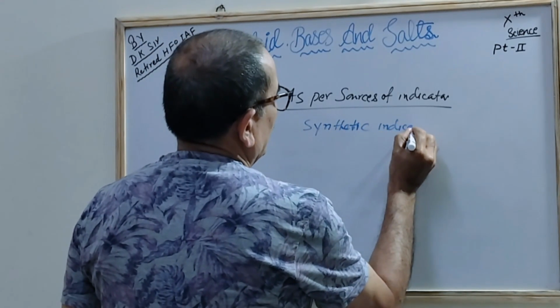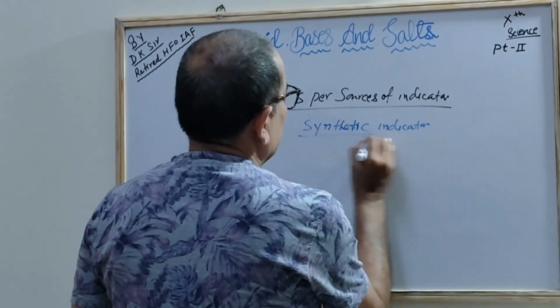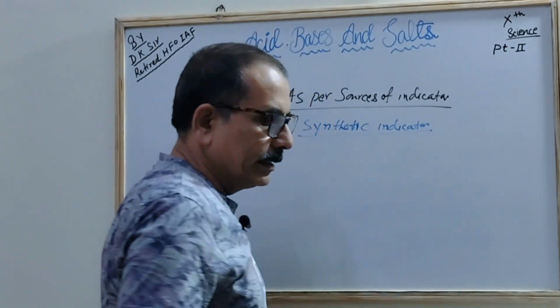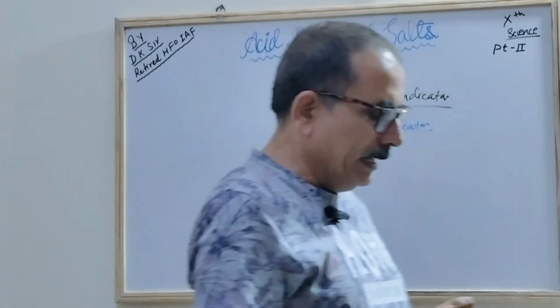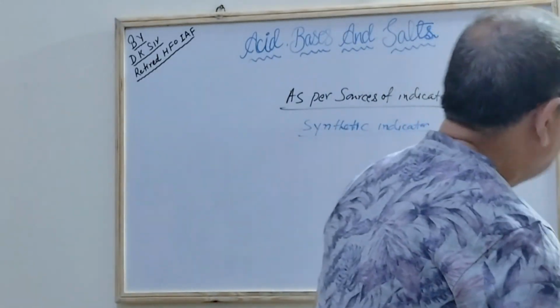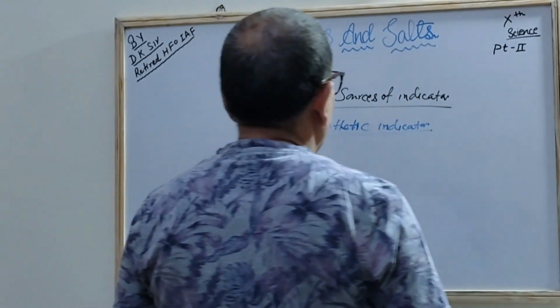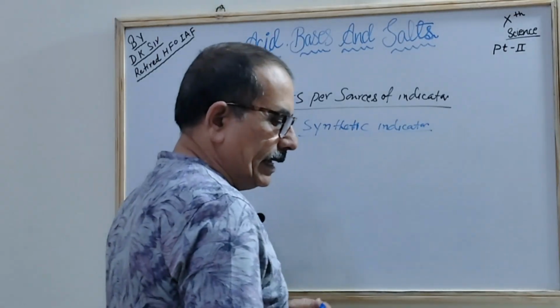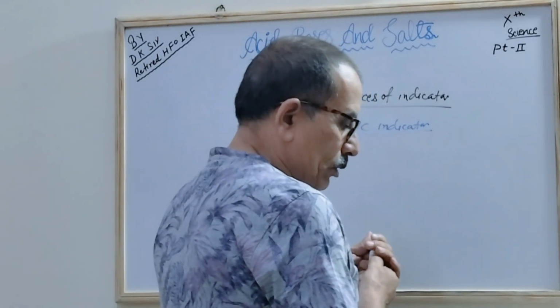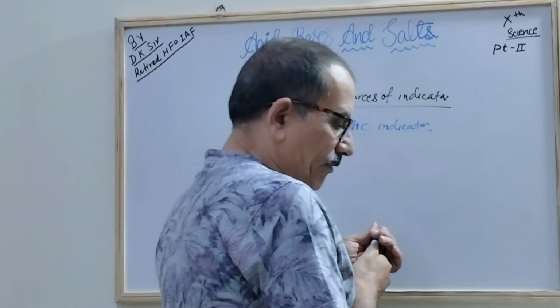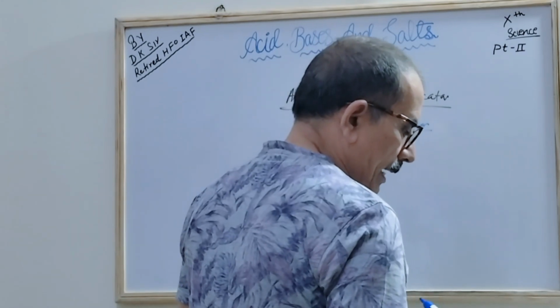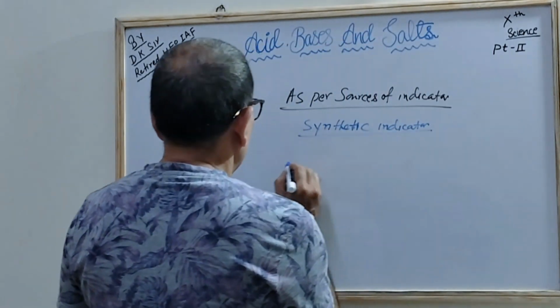Indicator. Synthetic indicator. What is the synthetic indicator? The synthetic indicator is one which is artificially prepared in the lab or in the factory. That is called synthetic. So some synthetic indicators we can find out. Correct? For example, we are using the same.